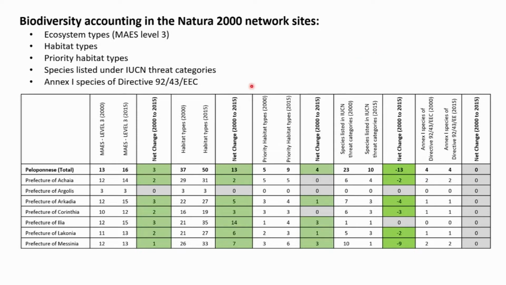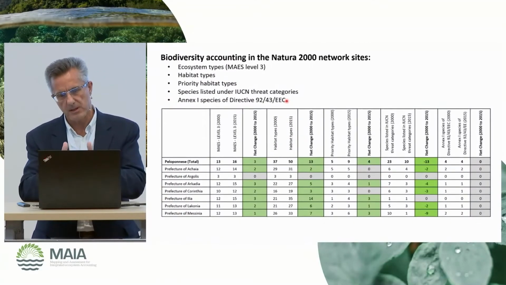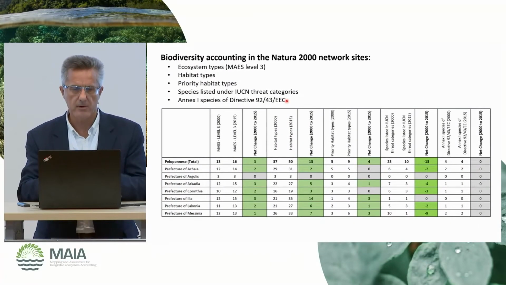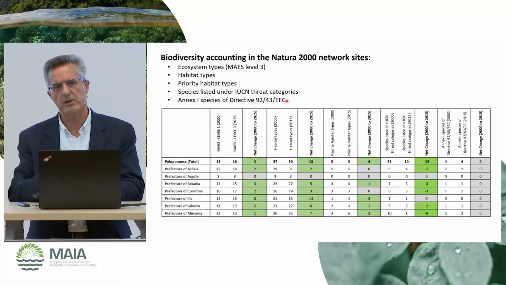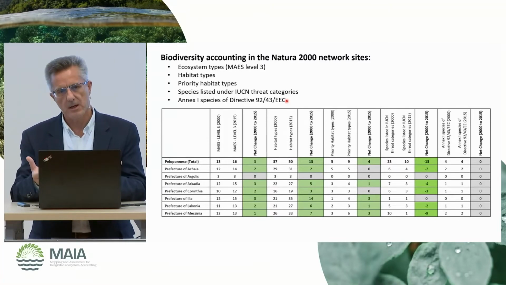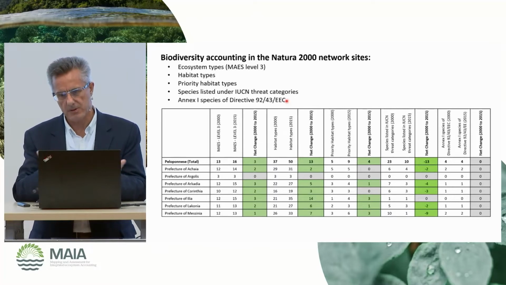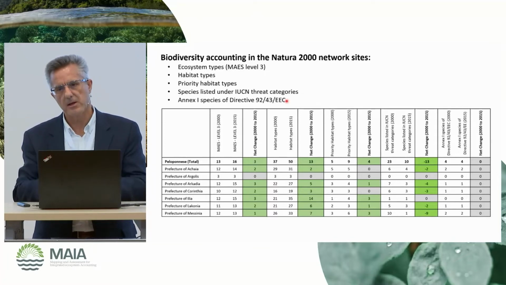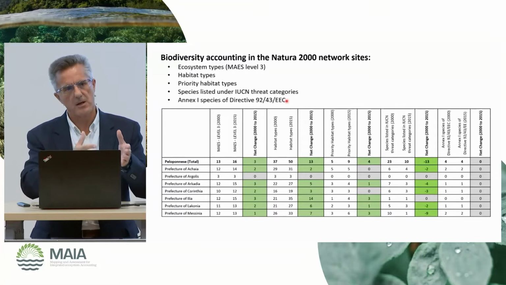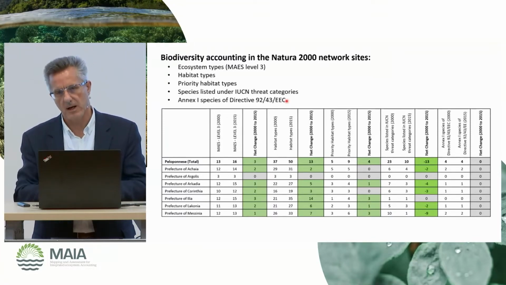So we have here the different ecosystem types, habitat types, priority habitat types, species listed under IUCN threat categories, and Annex 1 species of the Directive 92/43. Because you realize that as concerns the ecosystems, in the scale that we were working for the Natura 2000, we started from habitats, from habitat types, and then these have been transformed into ecosystems. And this can be done because we start from something more analytical in order to go to more synthetic units, because each ecosystem, of course, has many more than one habitat type.